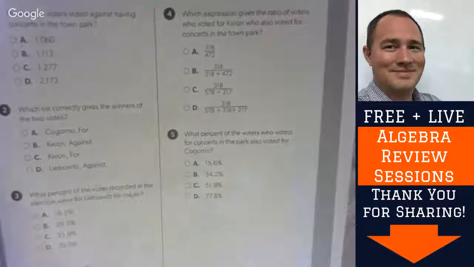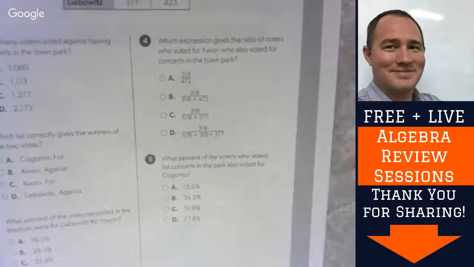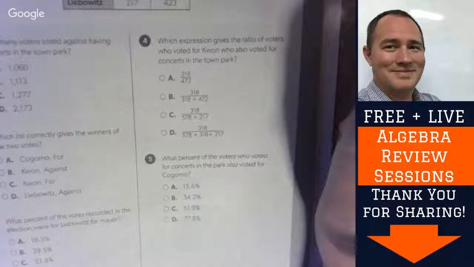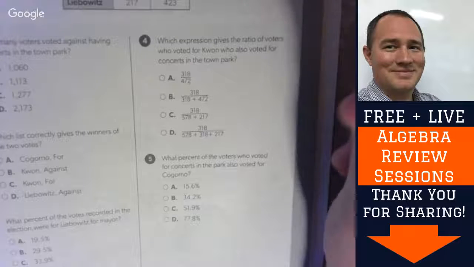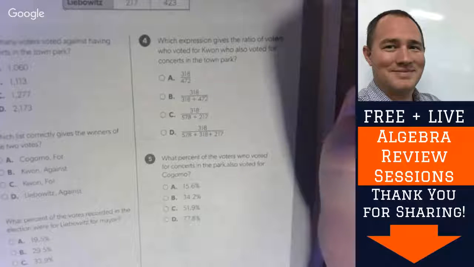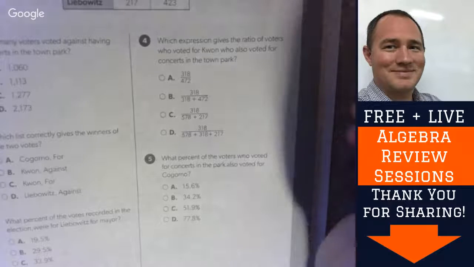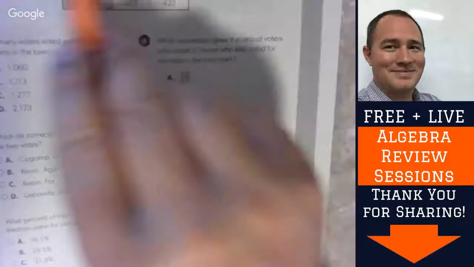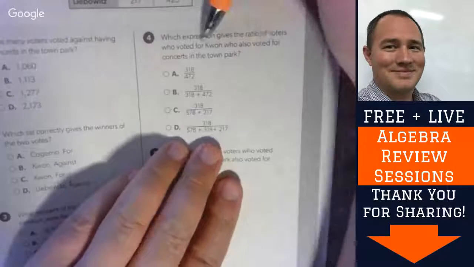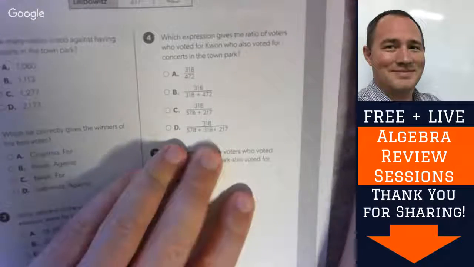Okay, almost done. So which expression gives the ratio of voters who voted for Kwan, who also voted for concerts in the town park? Oh, sorry, it wasn't for a new park, it was for allowing concerts in the park. Okay, so which expression gives the ratio of voters who voted for Kwan, who also wanted concerts in the park?